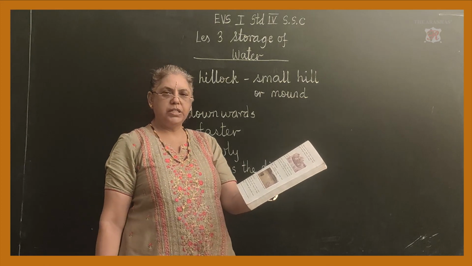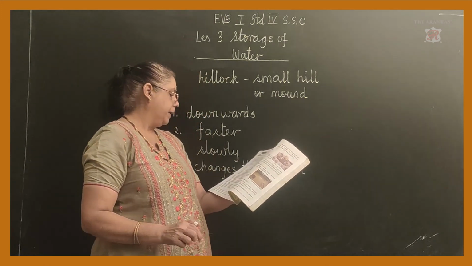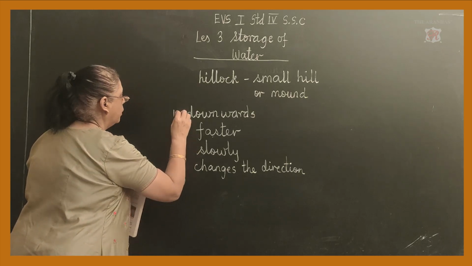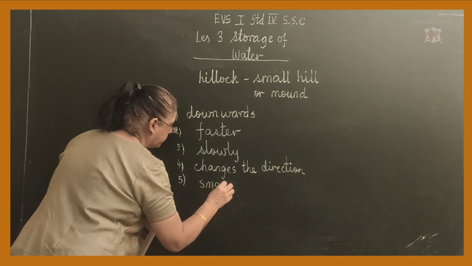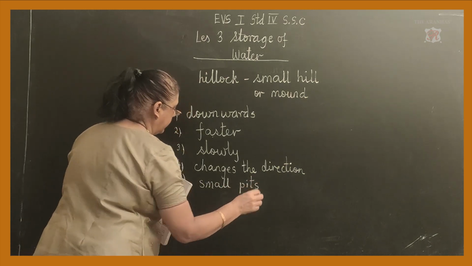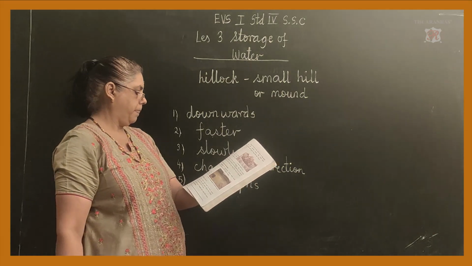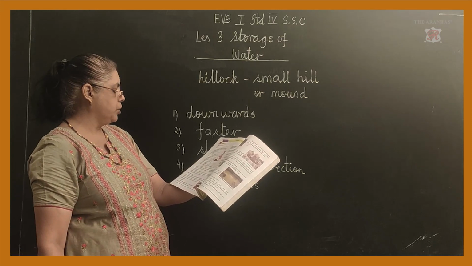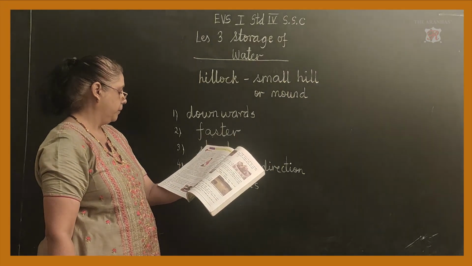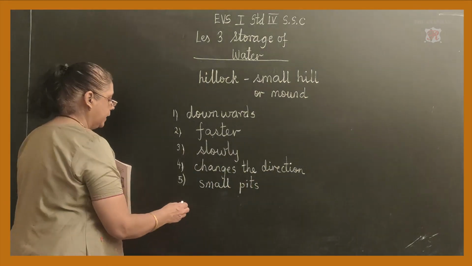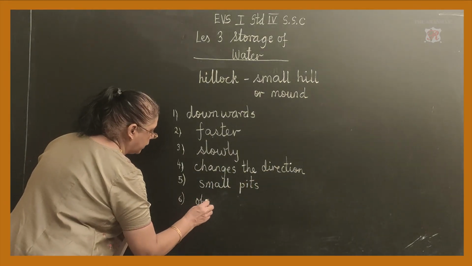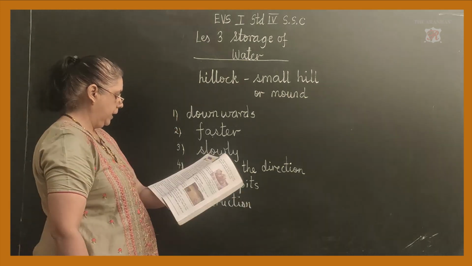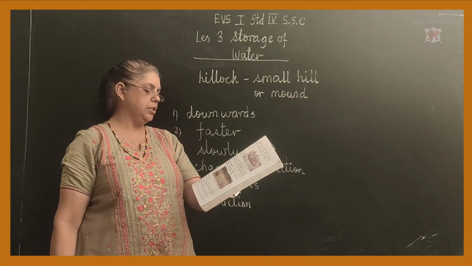Now, where do puddles form? You can see puddles there. Puddles form where there are small pits, small holes. Puddles are formed in places where small pits are formed. Now, when does the direction of the flow change? When there is an obstruction in the flow of water, then the direction of the flow changes.